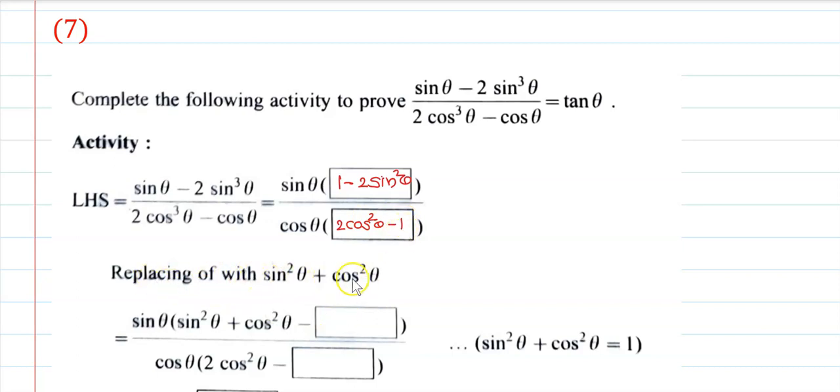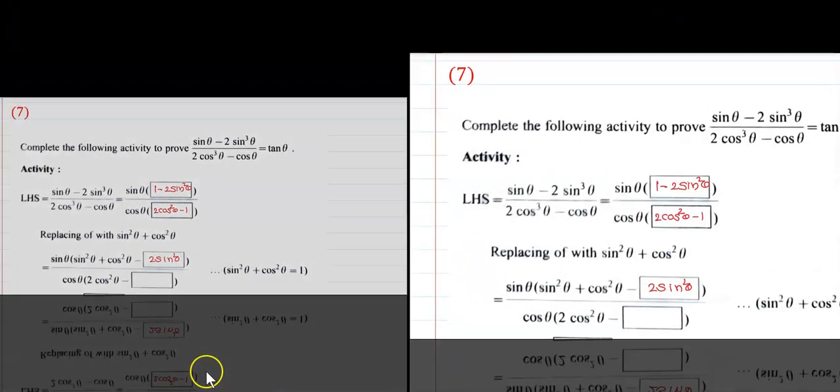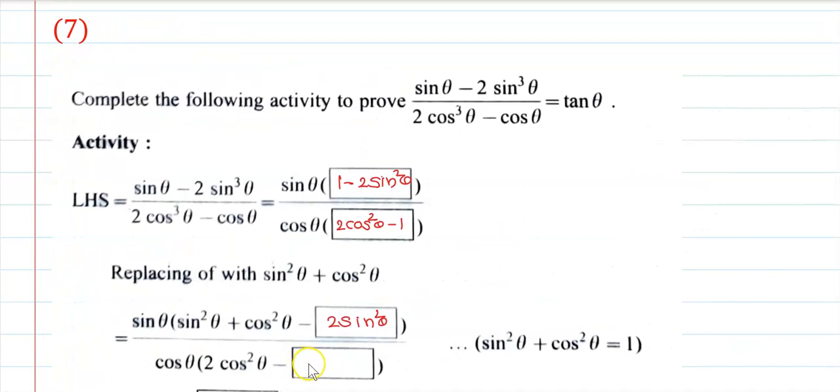Replacing sin square theta plus cos square theta by 1. Here we replaced 1. And in the bracket here, 2 sin square theta. For the denominator, again the minus sign we will operate on it. Therefore it will become minus sin square theta and minus cos square theta.